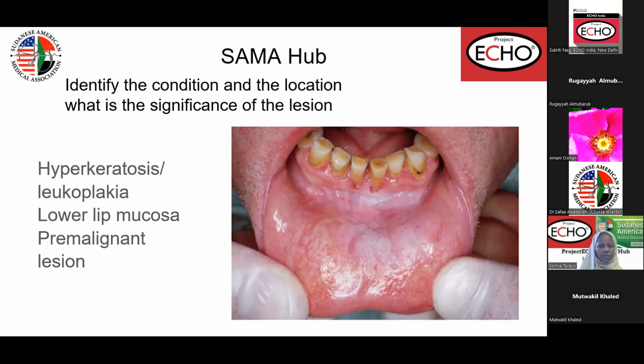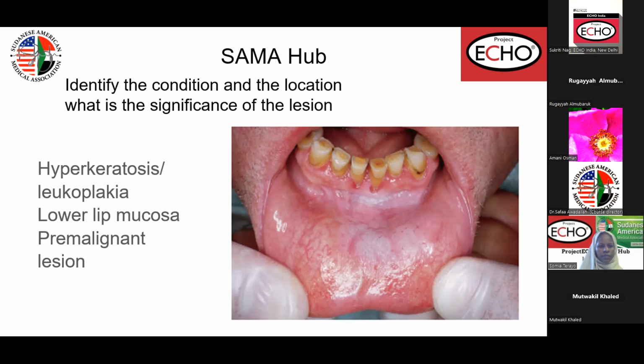This is hyperkeratosis. Yes, you can call it leukoplakia. The location is lower lip. And the significance of the lesion is that it's a pre-malignant lesion. It's one of the pre-malignant lesions. Why? Because the continuous use of tobacco in this area might lead to some transformations in the cells. This transformation would start with hyperkeratosis or leukoplakia that might start as thin and then continue to become thick or nodular, and might also be transformed into oral squamous cell carcinoma.